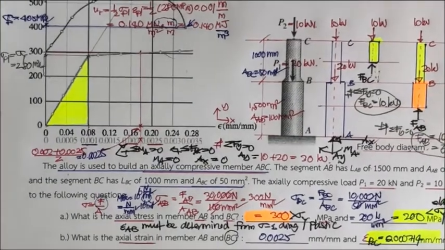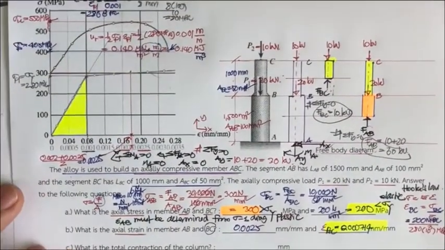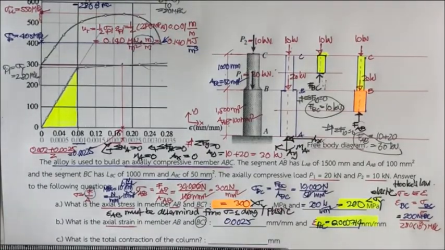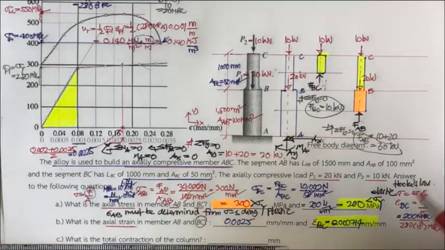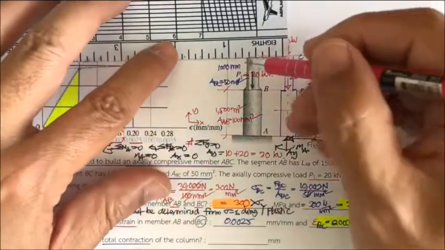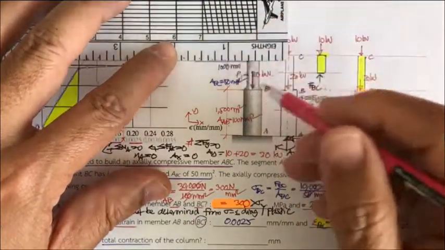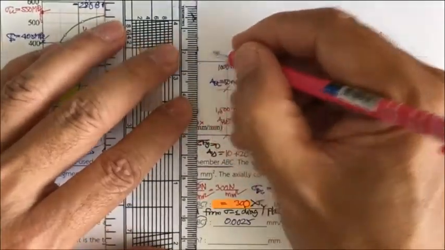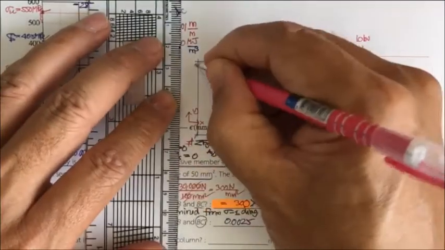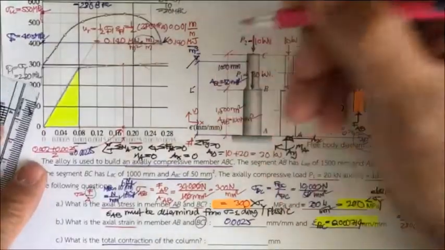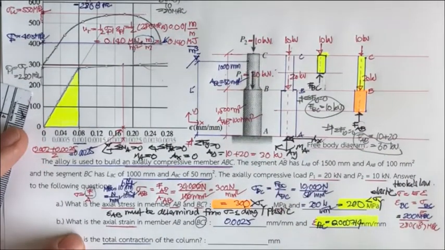Okay, and let me zoom out a little bit because we're going to find the third one. Next, they ask us to determine the total contraction of the column. That means under the stress of 300 and 200, this column may shorten to some distance. Let's say this is L prime. So they ask us to determine this, the total contraction.